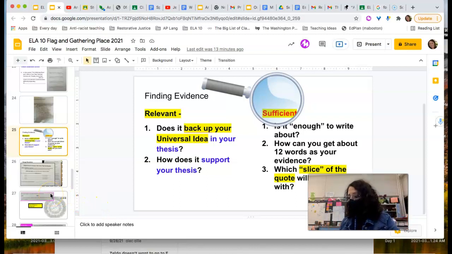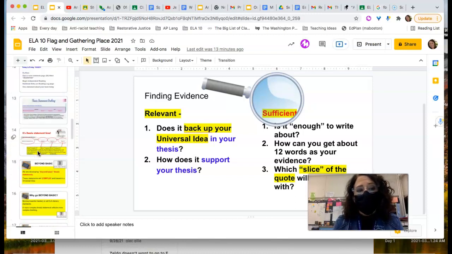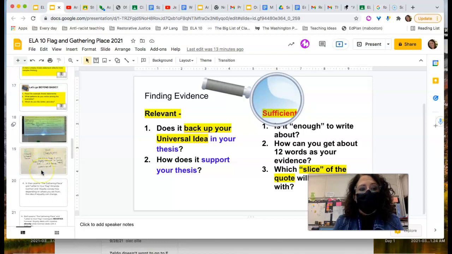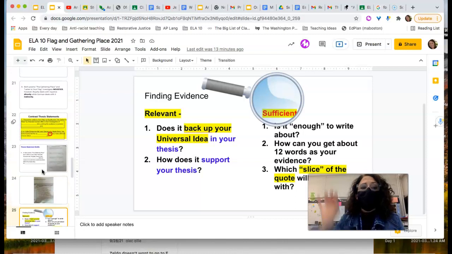Okay, now that you've found your evidence, you're ready to write your reasoning. A lot of students and a lot of adults struggle with how to come up with really good reasoning. Reasoning, as we know, connects the evidence to your topic sentence in that second box and also proves, right, your thesis. So in your reasoning, you should have words or synonyms of your universal idea. So if my universal idea in my thesis and in my second box in my topic sentence is injustice, I should be seeing synonyms for injustice throughout your reasoning.